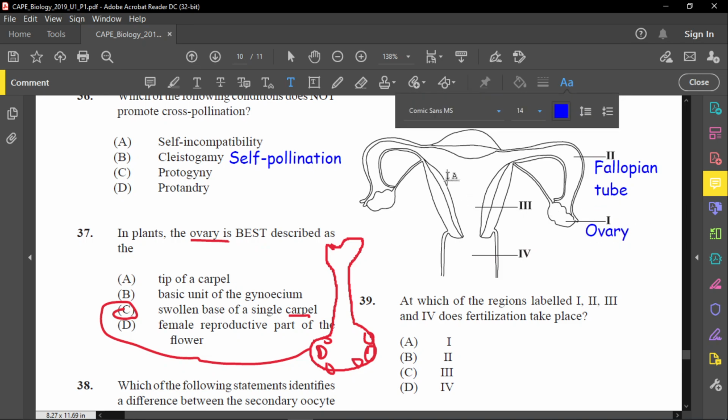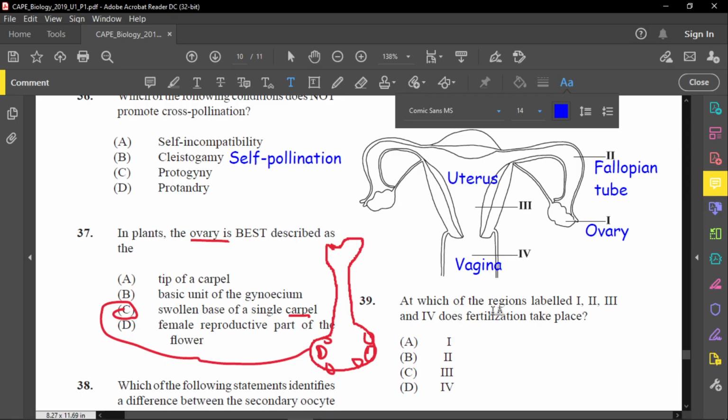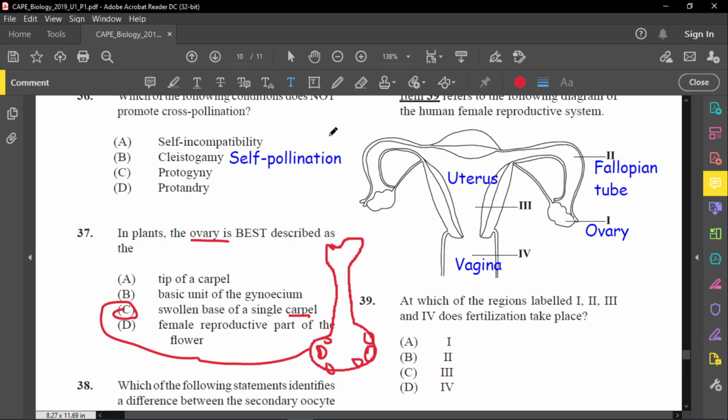Part 3 is the uterus. I want to say our uterus, the human uterus. All right, and part 4 here is the vagina. Great. So it says, at which of the regions, labels 1, 2, 3, and 4, does fertilization take place? And this one's a direct one. It takes place in the fallopian tube, so therefore this has to be B. All right, question number 40.